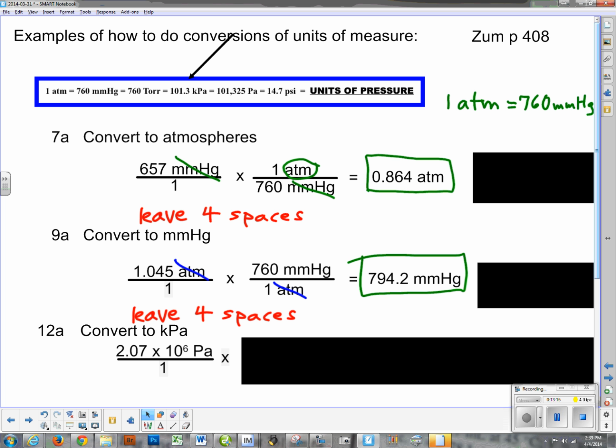101.2. I don't think so. How are you going to cancel this guy? 101, 100,000, 300. There you go. Okay, that's the bottom. Okay, this is the top.